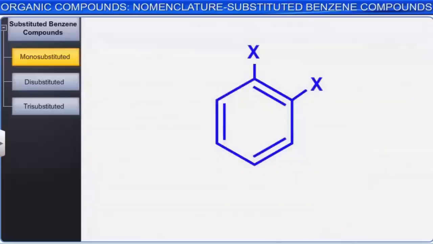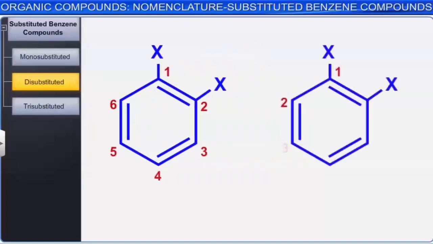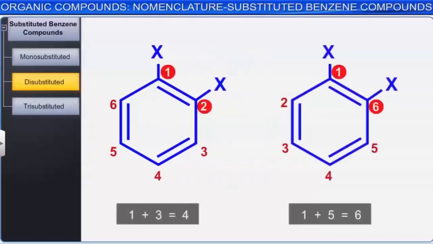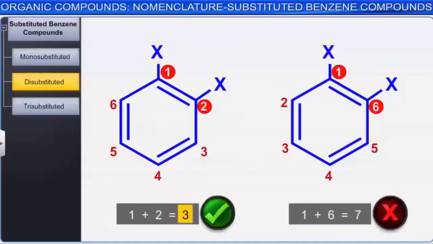Now let us discuss the nomenclature of the benzene that has more than one substituent. If more than one substituent is present, then the positions of the substituents are indicated by numbering the carbon atoms of the ring. The numbering is done in such a way that the sum of the locants is the least. This means that the substituents should be located at the lowest numbers possible.